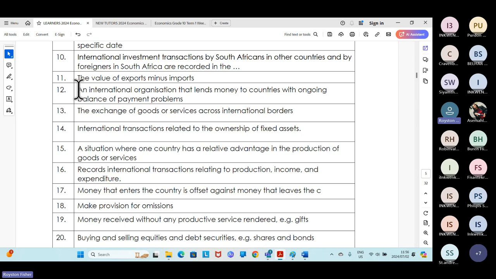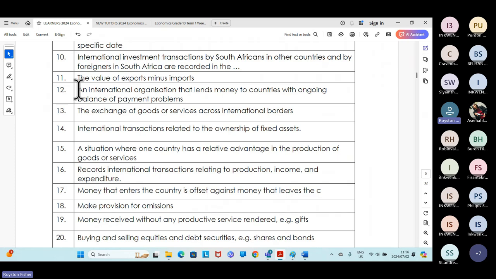Inkulwesizwe Secondary says globalization. Globalization has more to do with the interaction of all countries trading as one. So I would rather accept international trade as an answer. Yeah, so that is all that we have from the school. So well done. Thank you. Buren also says international trade, if I did not recognize them.